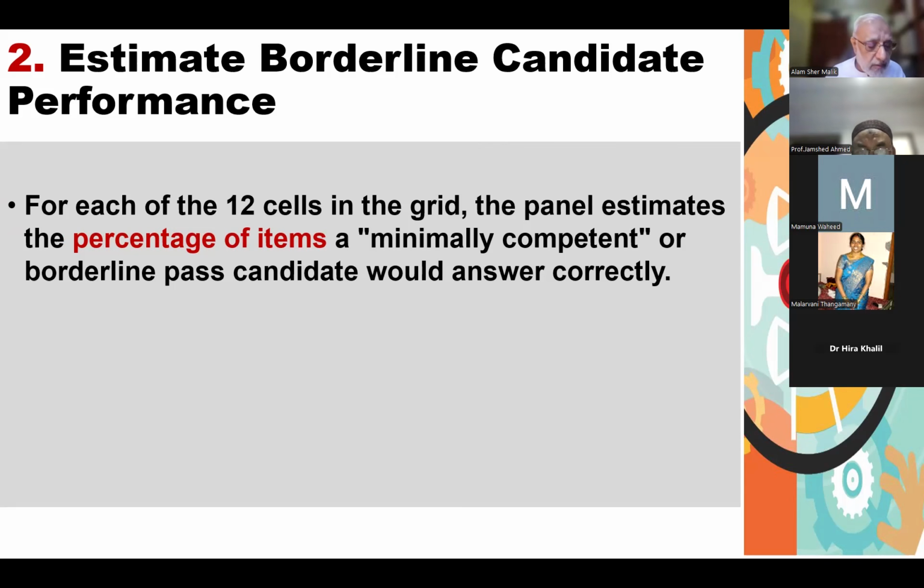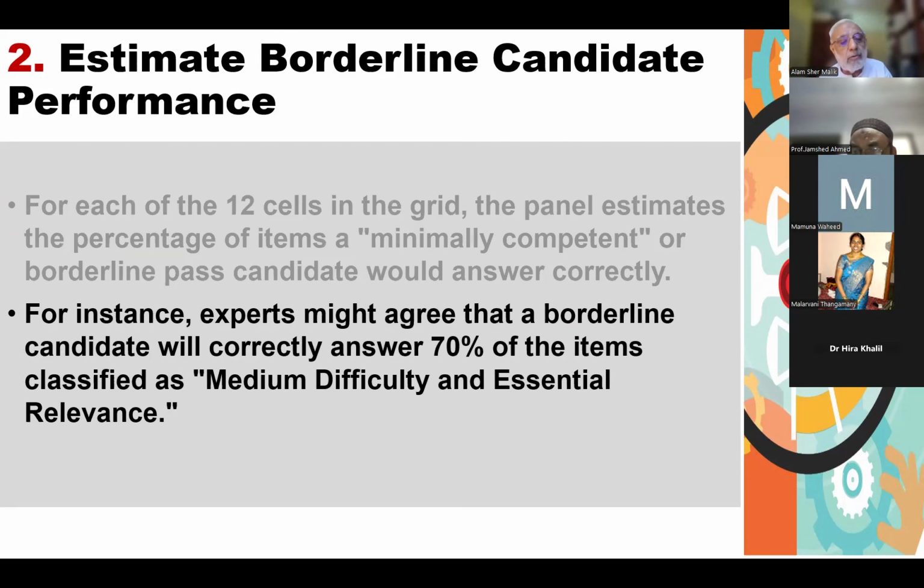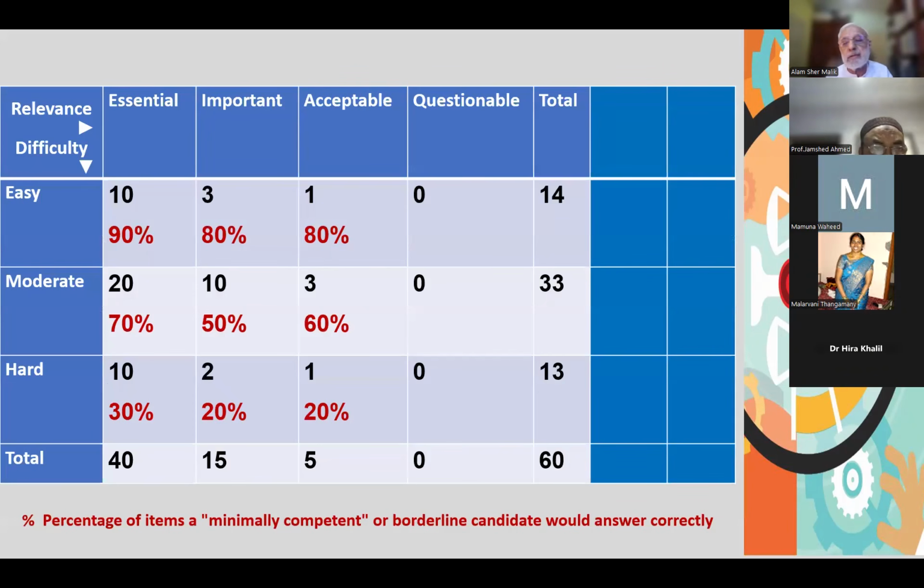So for each question, based on our concept of what a borderline pass candidate is, we would again classify that. The example could be that the experts might agree that the borderline candidate will correctly answer 70% of the items classified as medium difficulty and essential relevance. Here is, let's say, an example, right? So these are the same 60 questions.